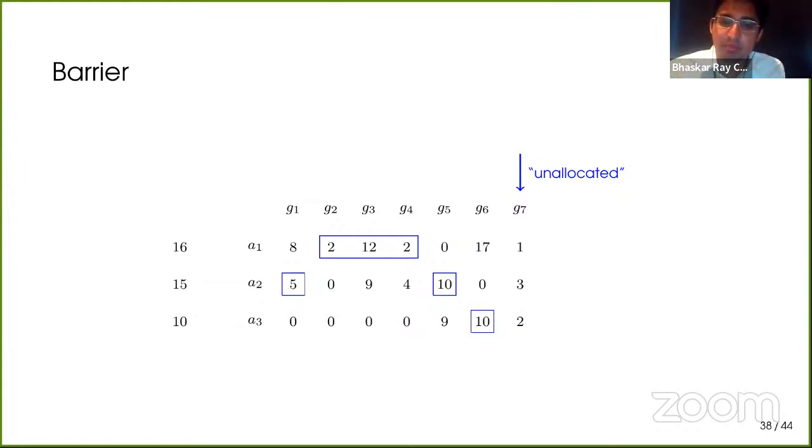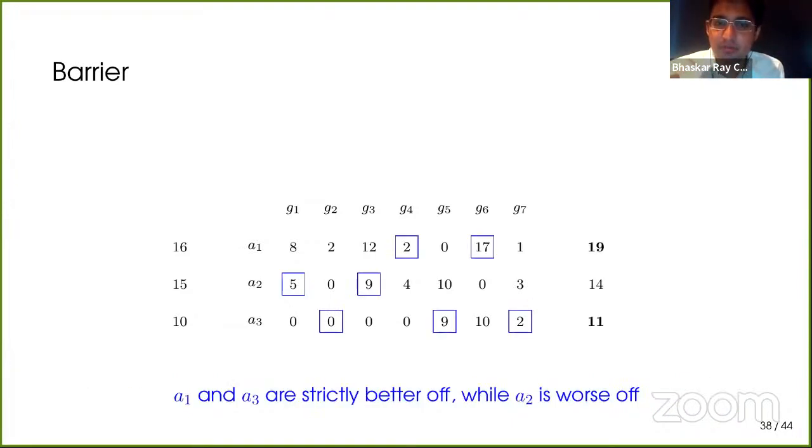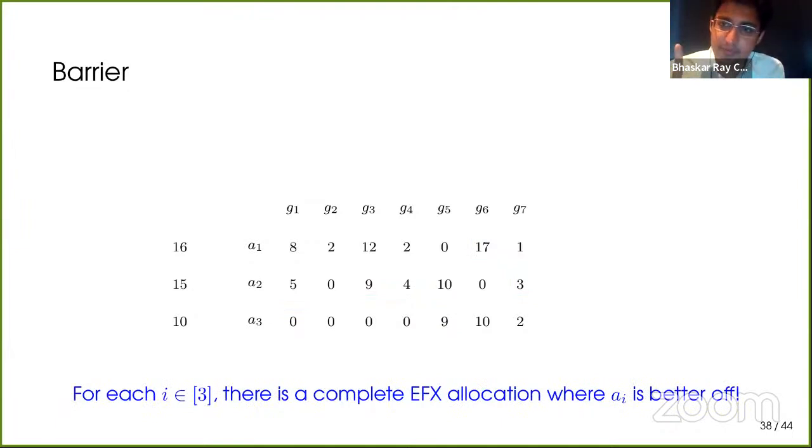And how do we overcome this bottleneck? In this example, as I said, in all final allocations at least one of the agent's valuations strictly decreases. But what we observe is that here is a complete EFX allocation where agents 1 and 3 are strictly better off, at 19 and 11, while 2 is worse off. Here is another EFX allocation where agents 1 and 2 are strictly better off, but 3 is worse off. In particular, for each i, there is a complete EFX allocation where agent i in particular is better off.